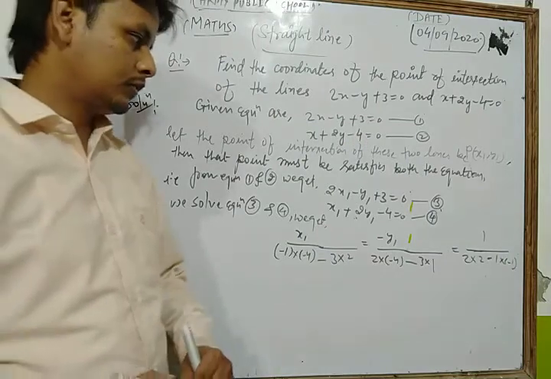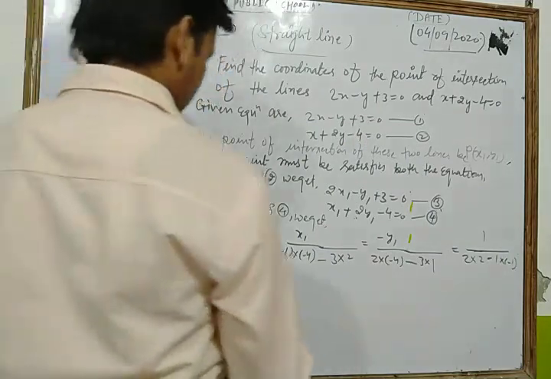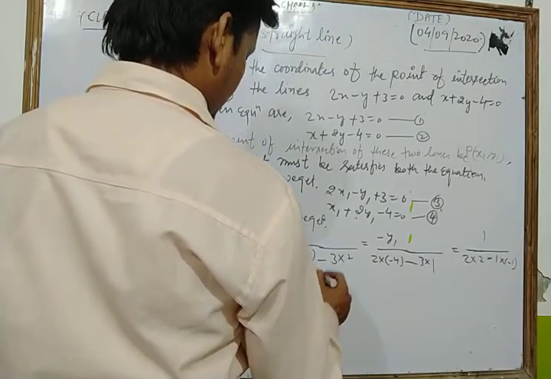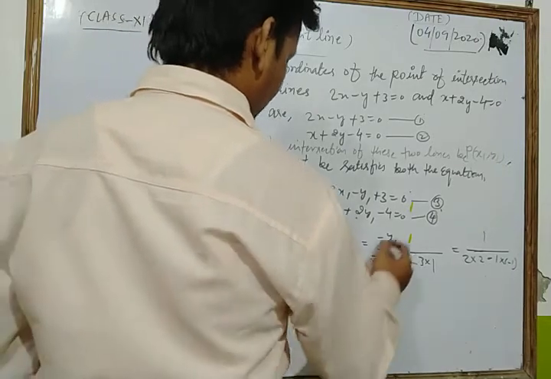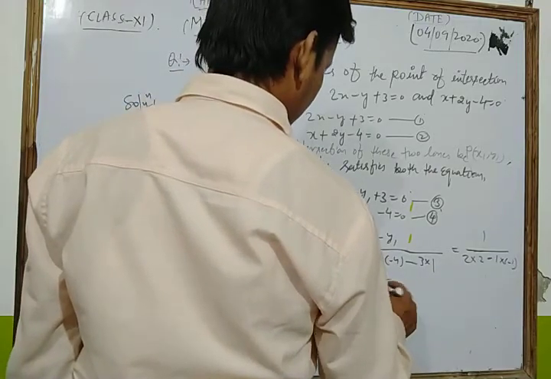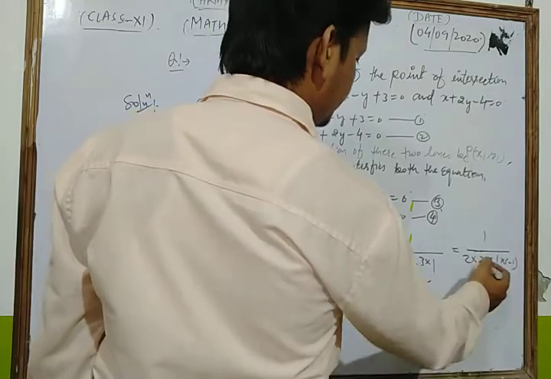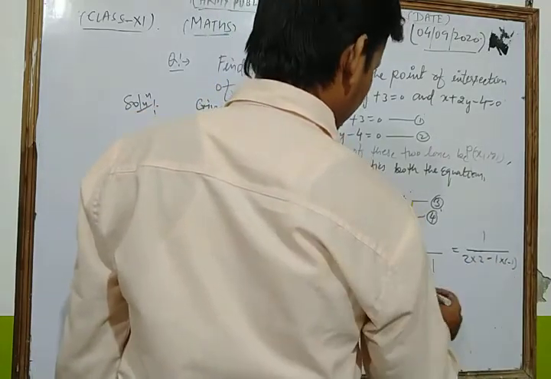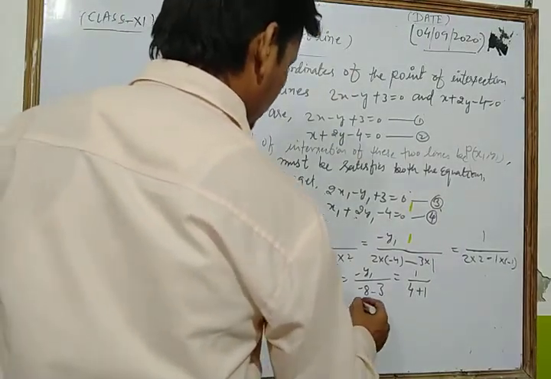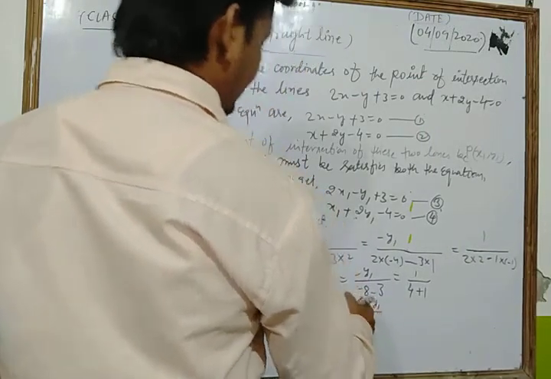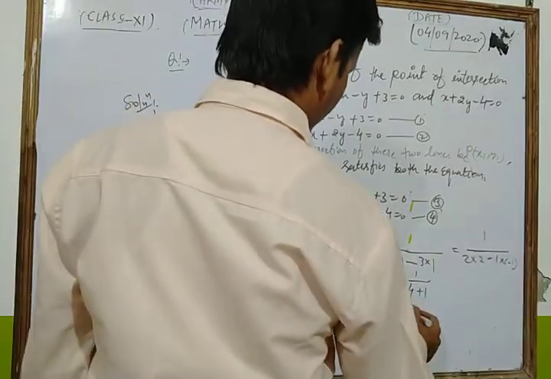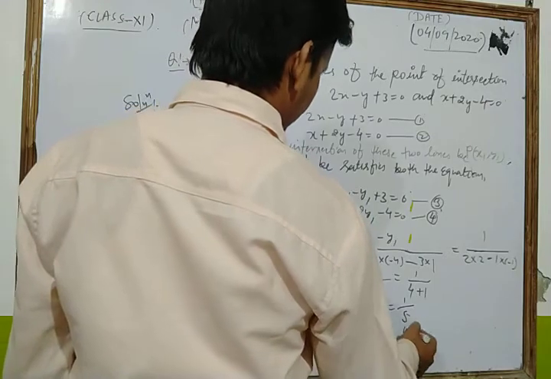Now we solve them. We get x1 upon 4 plus 4 minus 3, that is 2 into 6... Minus y1 as it is, here 2 into 4 is 8, minus 8 minus 3 is minus 11, is equal to 1 upon 4 plus 1, which is 5. So we get x1 upon minus 2 is equal to y1 upon 11 is equal to 1 upon 5. This is the first part, this is the second part, this is the third part.